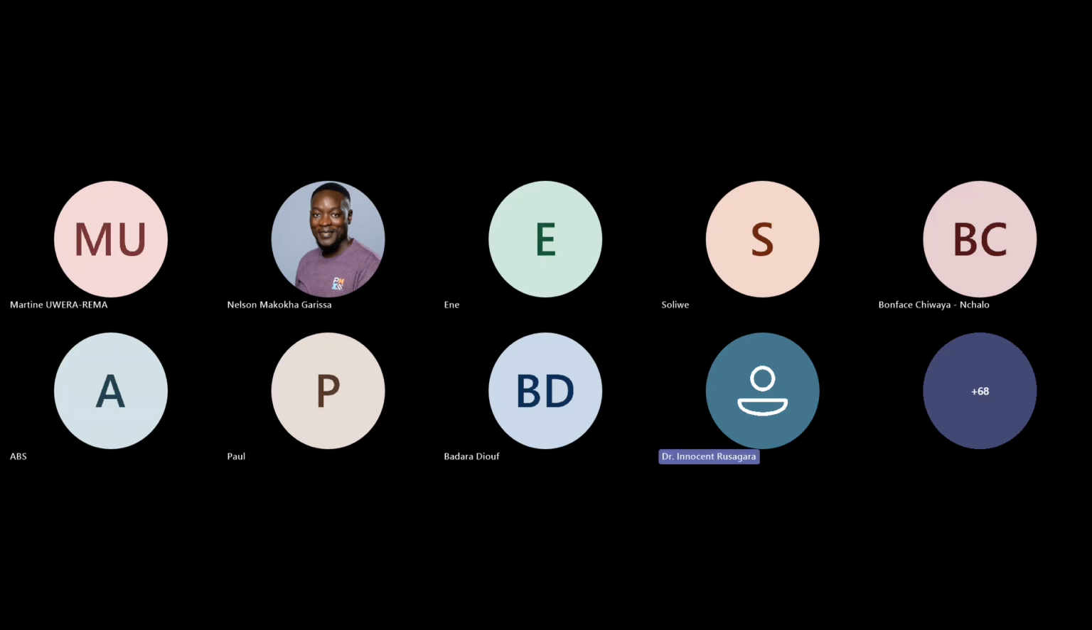Nelson, who will be next, Okine or Boniface? Who do you give the floor to first?